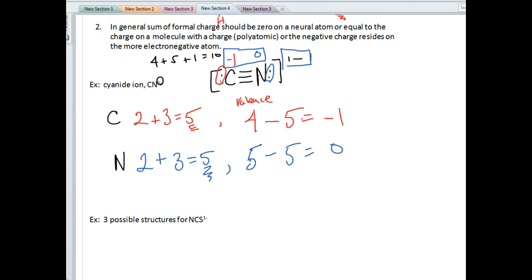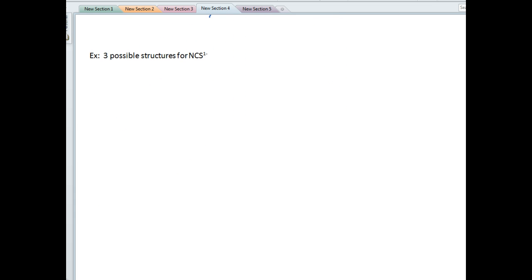Let me show you one more here, and then that'll be it for today, and there'll be some practice problems. Now, there are 3 possible structures for this thiocyanide ion NCS1-. And so let's talk about those 3 possible structures and use formal charge to predict which one of those structures is correct. So structure number 1 we're going to look at here is we could draw this molecule this way. That is a possible way to draw this molecule. It fulfills the octet rule.